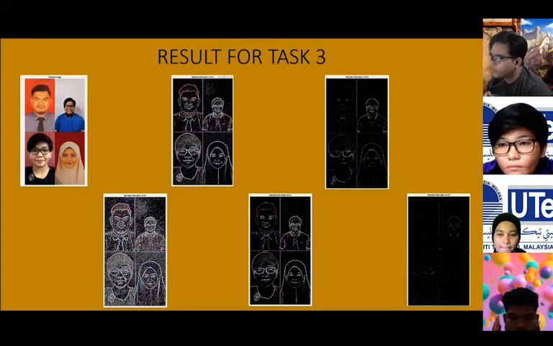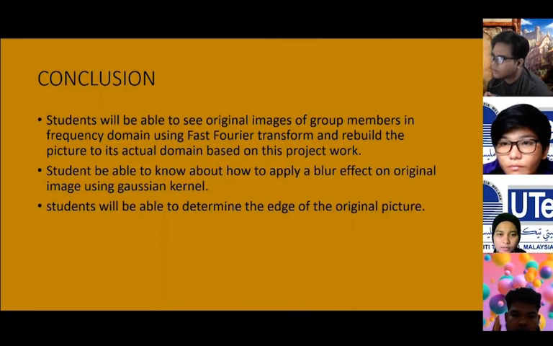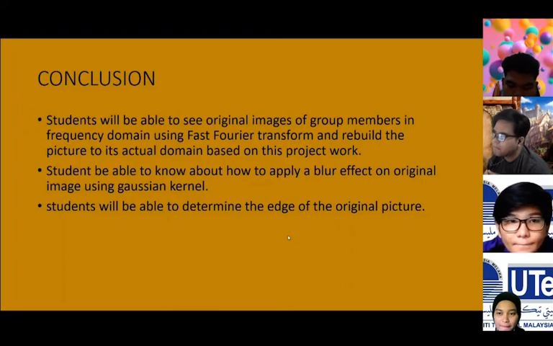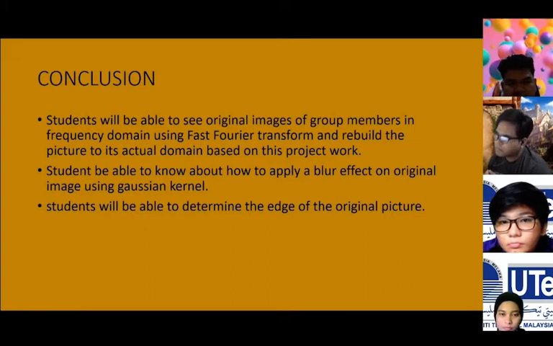Next presenter. In conclusion, after doing the tasks that have been given, students will be able to see the original image of group members in the frequency domain using fast Fourier transform and rebuild the picture to its actual domain based on this project. As we can see from task 1, the picture becomes black and white, then it becomes dark after we apply the coding using MATLAB.